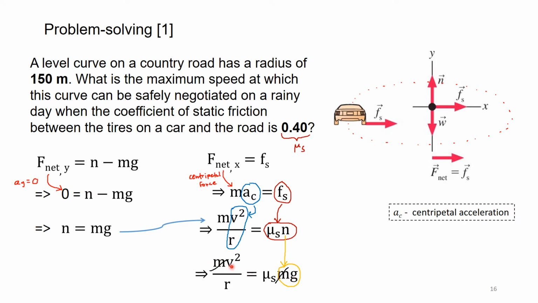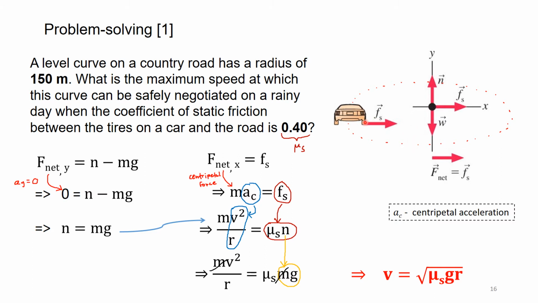Okay, so now we have an equation with mv square over r on the left side, mu s times mg on the right side. And we can cancel out the m's on both sides here. Okay. And then we are solving for v, the maximum speed. So move the r to the other side, take the square root, and we get this. The maximum speed equals square root of mu s times g times r.